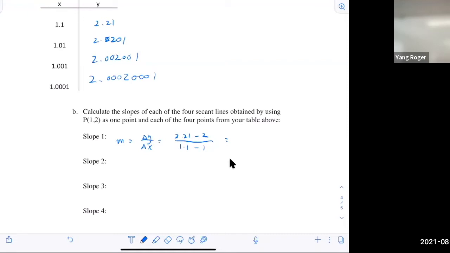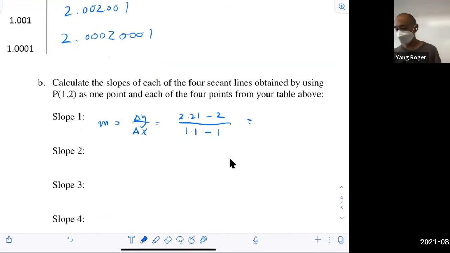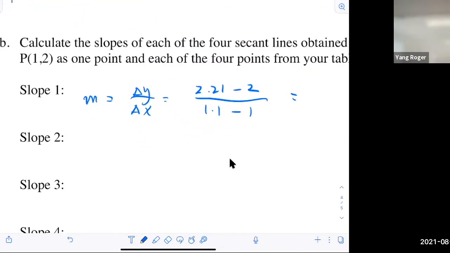You'll notice what I did was, the slope is the change in y values over the change in x values. So I grabbed that first y value of 2.21, and then the y value of my fixed point of 2 over here, and I subtracted those. That's the numerator. Then I took the first x value of 1.1 and my fixed one over here, subtracted those, and divided those two numbers. And you got 2.1 or 2.01?